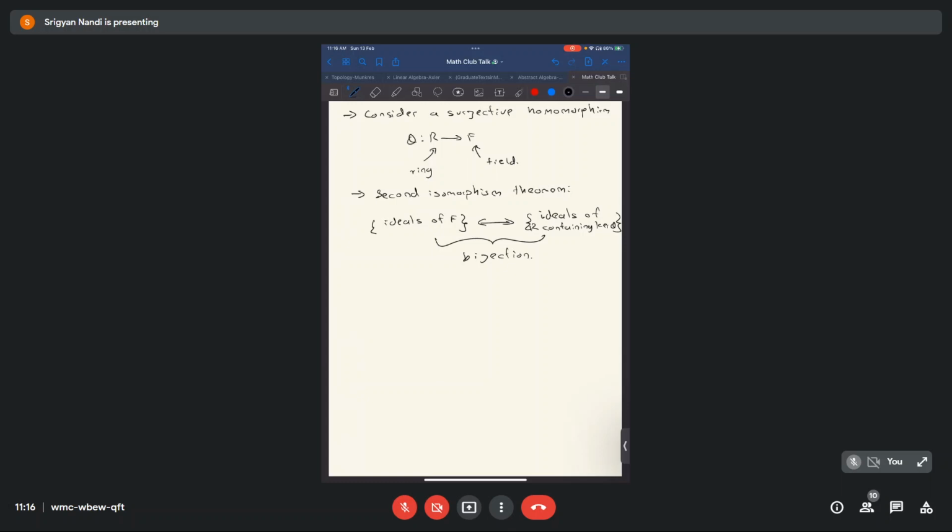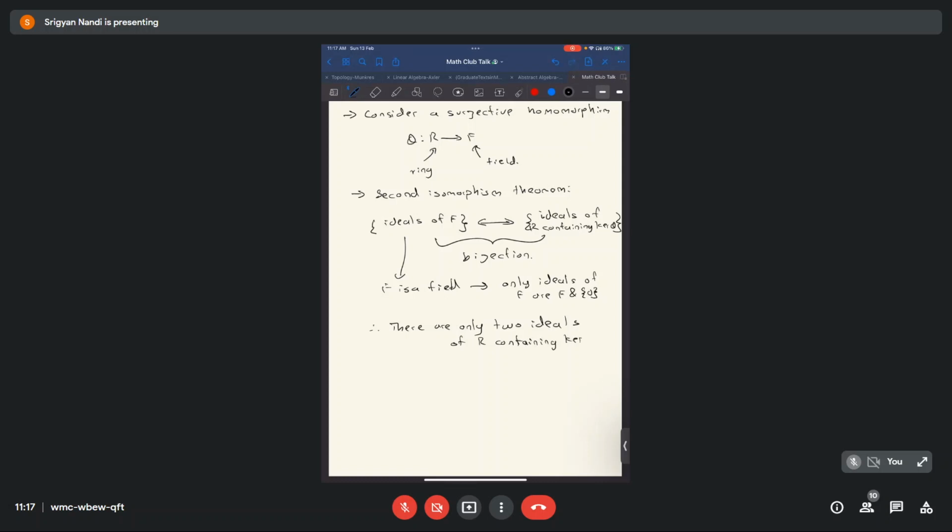So now F is a field. This gives some very nice restrictions. The only ideals of F are F and 0, as we proved before. The only ideals of a field are F and 0. Therefore, since the ideals of F are in direct correspondence with the ideals of R containing the kernel of theta, that means there are only two ideals of R that contain the kernel of theta.